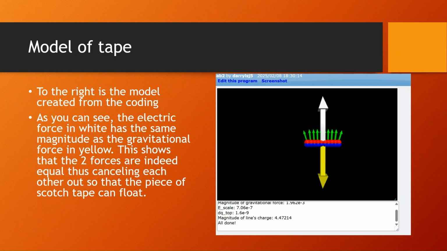Here is my model of the tape. To the right is the model created from the coding. As you can see, the electric force in white has the same magnitude as the gravitational force in yellow. This shows that the two forces are indeed equal, thus canceling each other out so that the piece of Scotch tape can float.